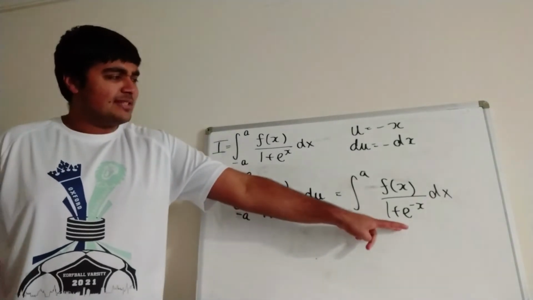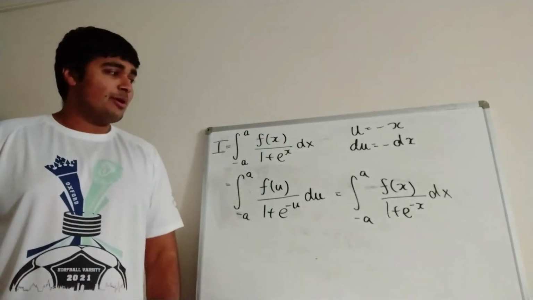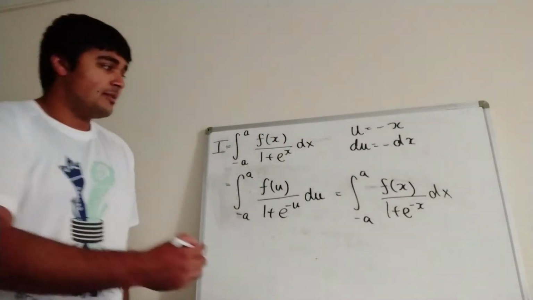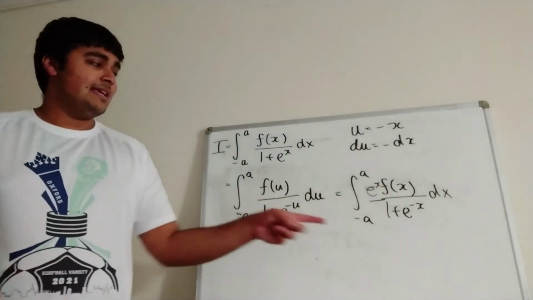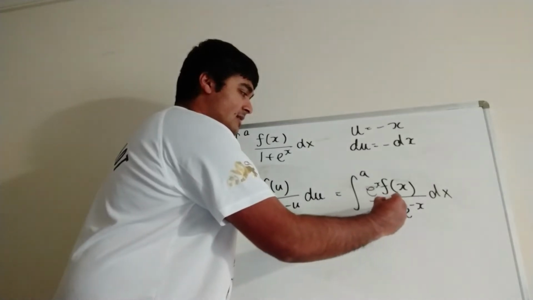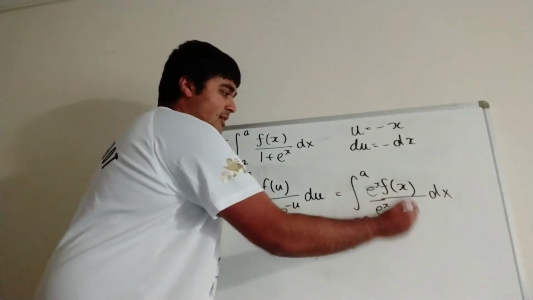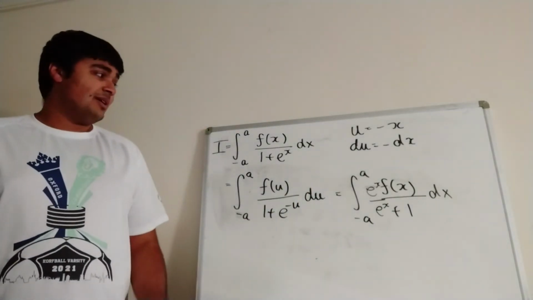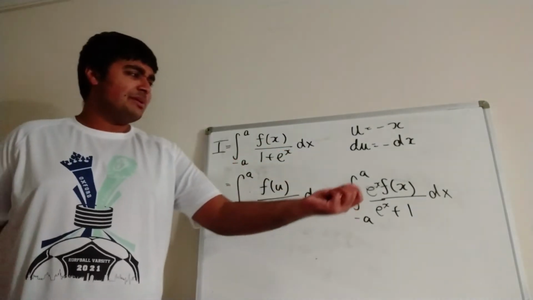Well, what we can do with this one here is just look at the thing that we're integrating and multiply the top and bottom of that fraction by e to the x. So we get an e to the x on the top, and if you multiply the bottom by e to the x, this 1 times e to the x is going to become an e to the x. And e to the x times e to the minus x, well, that's just 1. So our denominator is e to the x plus 1, which is the same as the denominator here. So we've got I equals this guy, but it also equals this guy.